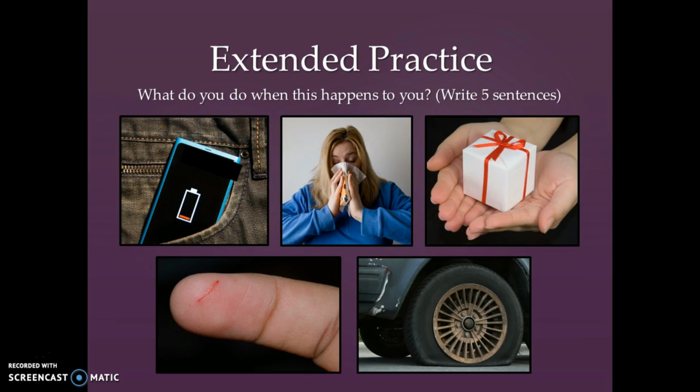All right, it's time to do some extended practice. Here I have 5 different scenarios, and I'd like you to write 5 sentences using the present real or the zero conditional, answering the question, what do you do when this happens to you?